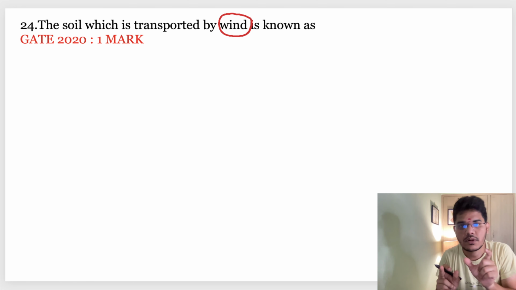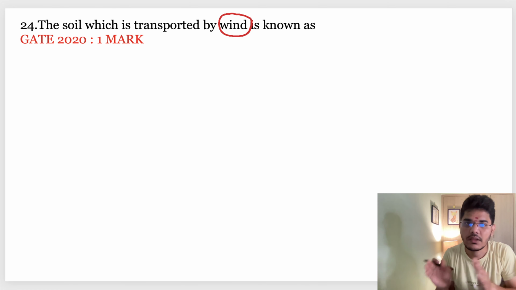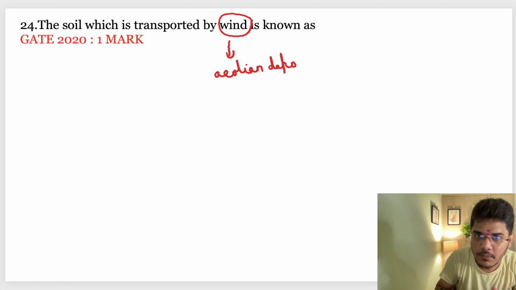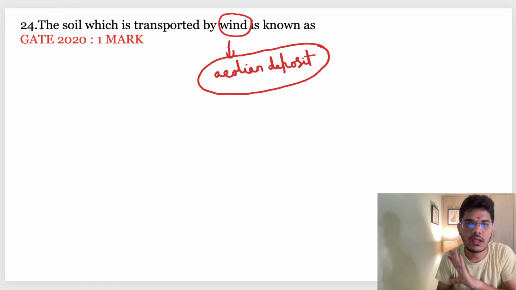So if it is deposited by river, then it is an alluvial soil. Then if it is deposited by lakes, then it is lacustrine soil. If it is deposited by wind, then it is aeolian deposit. We call it aeolian deposit. If it is transported by gravity, then it is a colluvial soil. Based on the transporting agency, we have given the name.